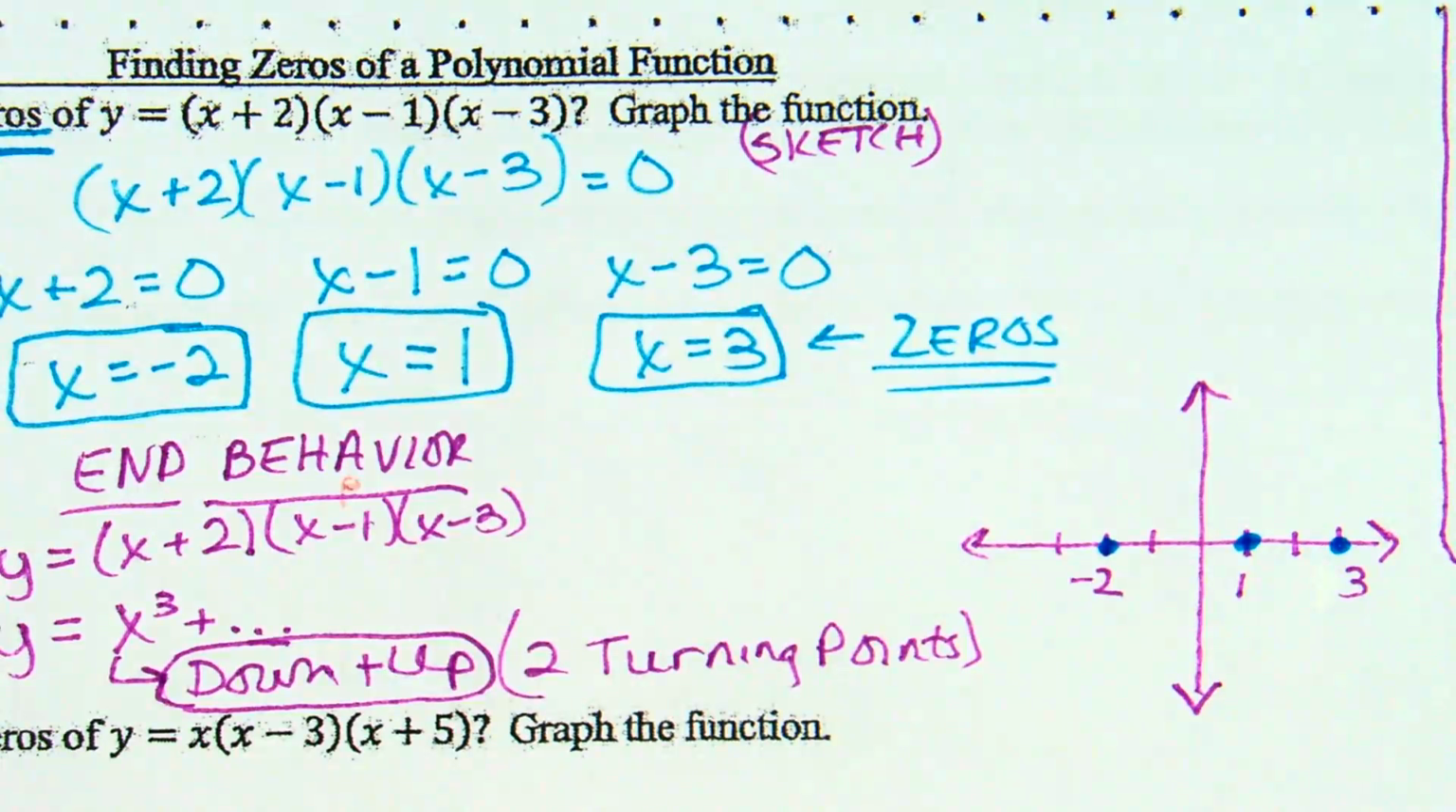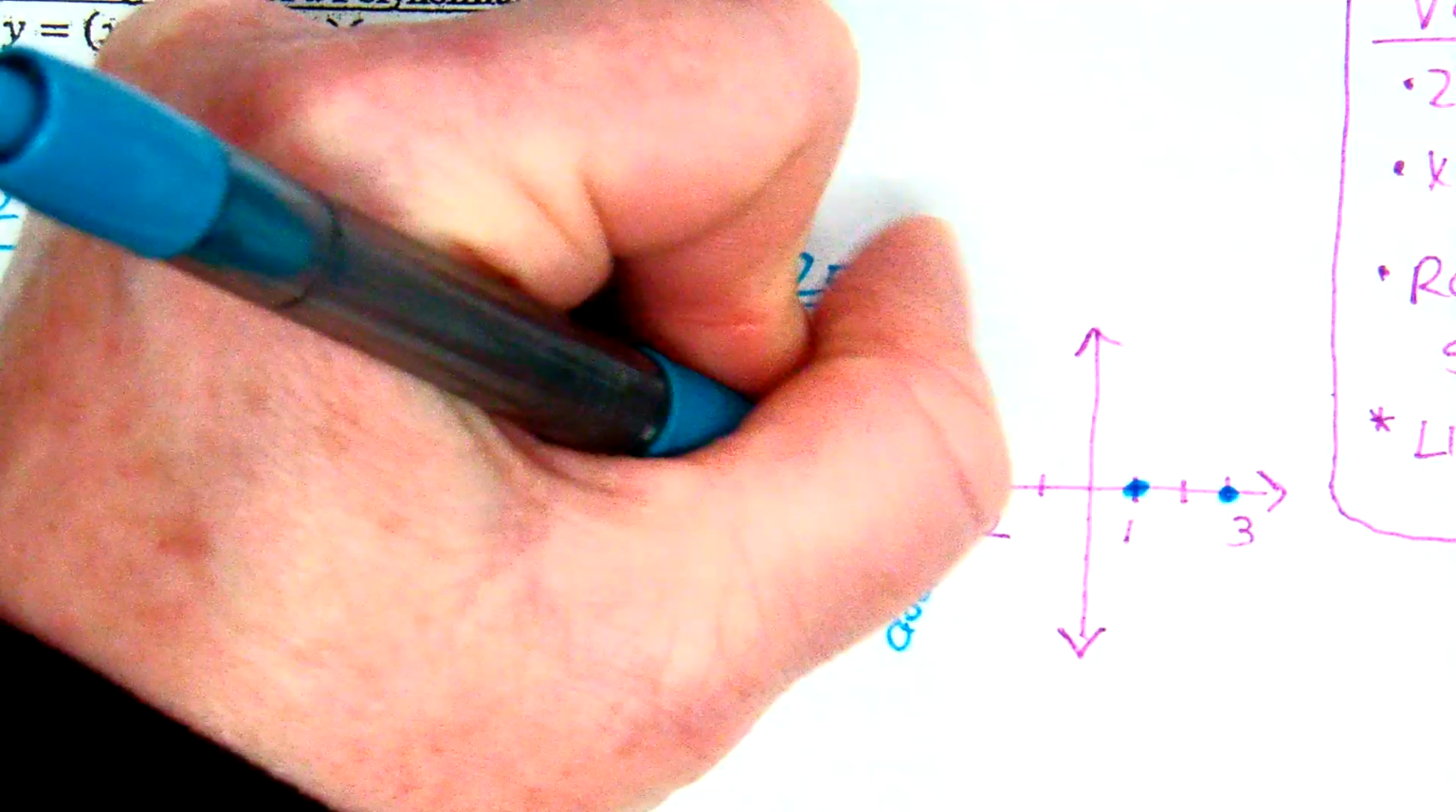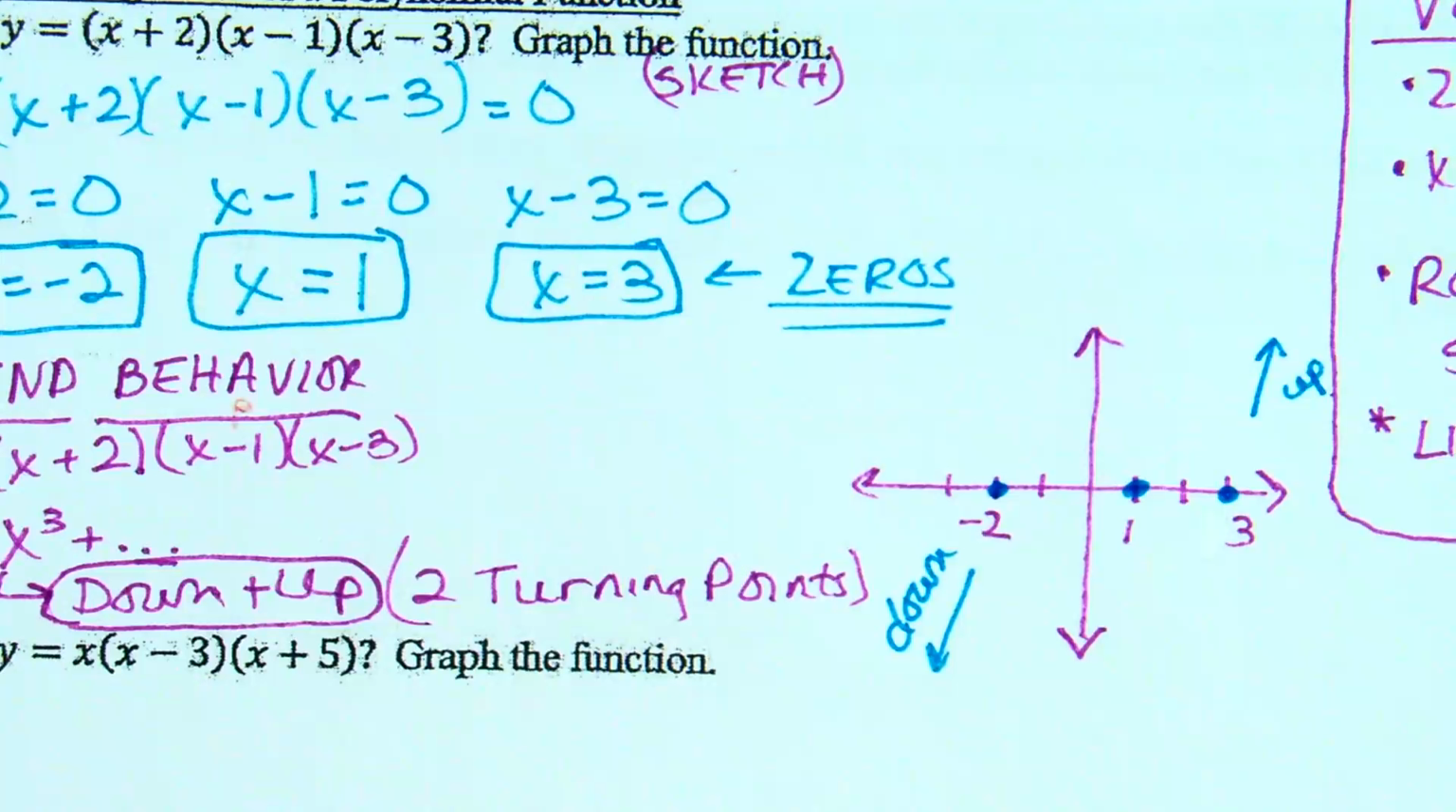Now, what did my end behavior tell me? My graph is going to start down. So that means over here on the left, we're going to start down, and it's going to end up over here on the right. Can you sketch this graph? Do you know enough? It's going to start down. It's going to end up. We have to cross through those 3 points.